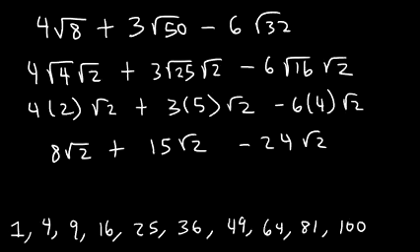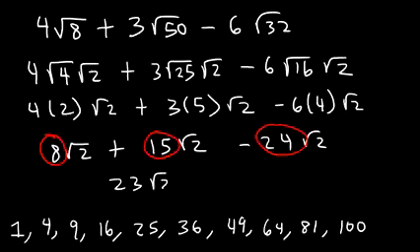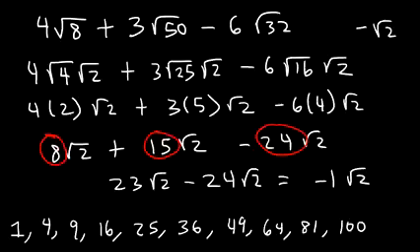So now we can add the coefficients. 8 plus 15 is 23. And 23 minus 24 is negative 1. So it's negative 1 square root 2, which is the same as negative square root 2. So this is the final answer.